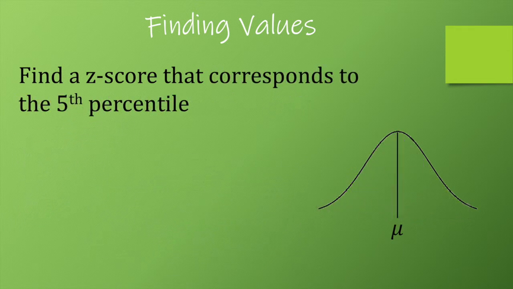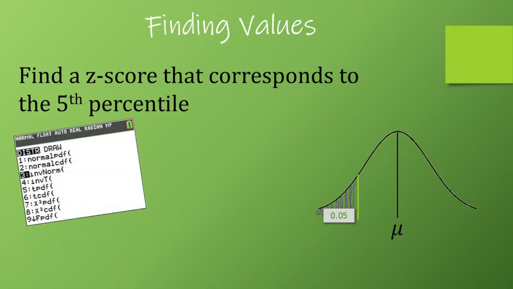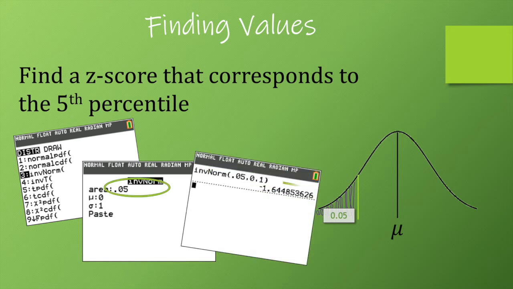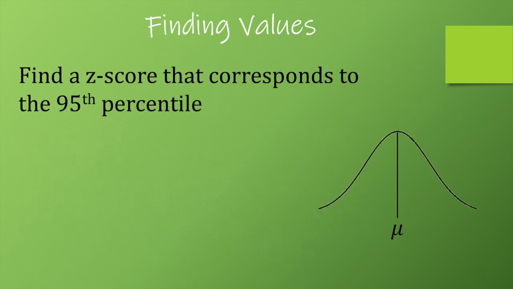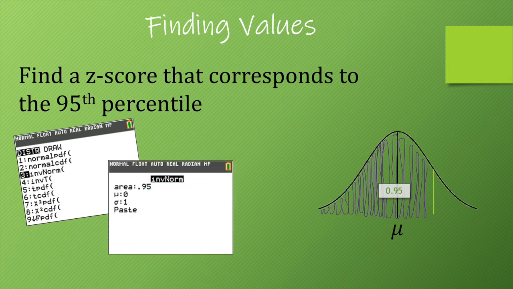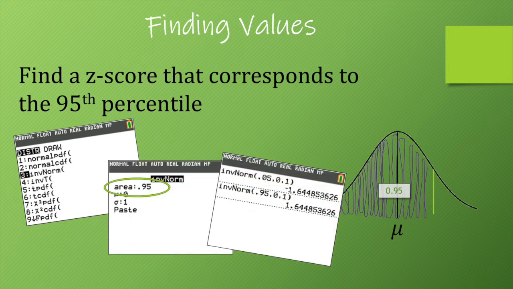Find a z-score that corresponds to the 5th percentile. Well, the 5th percentile means that 5% of the data is below a certain point. So that's what we need, an area of 5%. So same process, inverse norm of 0.05 gives us a z-score of negative 1.64. What if we want a z-score that corresponds to the 95th percentile? Up to 95%. We'll plug in 0.95 into our calculator, and this time we get a z-score of 1.64.